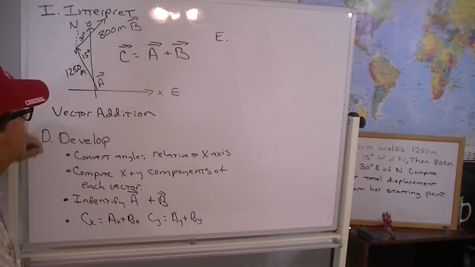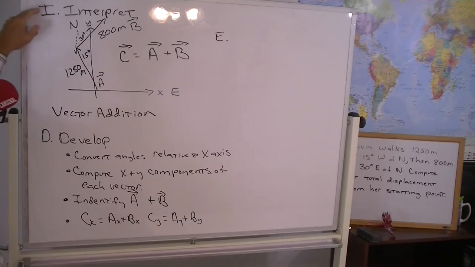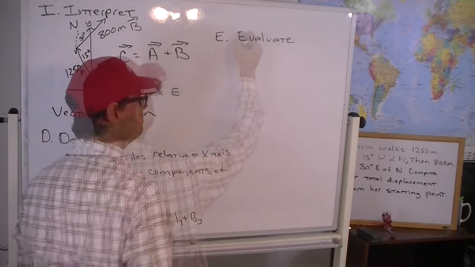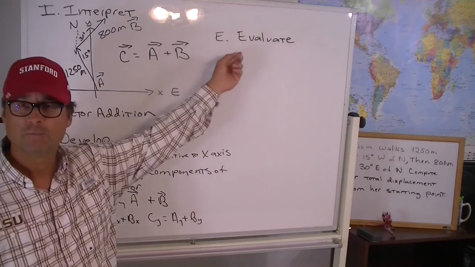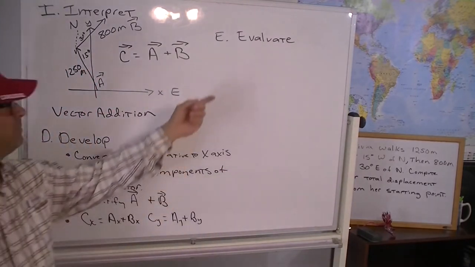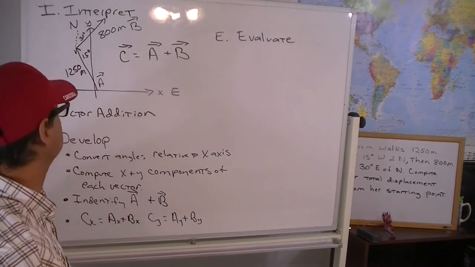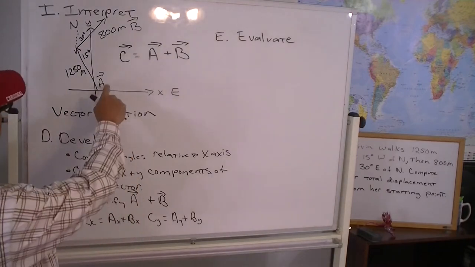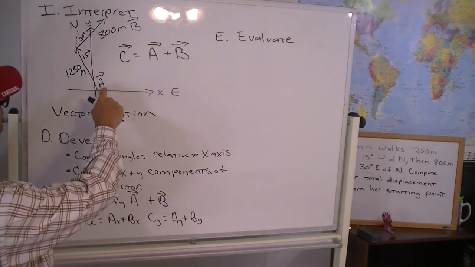Okay, the first two steps in the idea problem-solving format are interpret and develop. The third is evaluate. And that's in more of the physics context. You can also think about the E as execute, because we made a careful step-by-step plan, and now we're executing that plan. So to convert the angles relative to the x-axis, let's start off with the vector A.